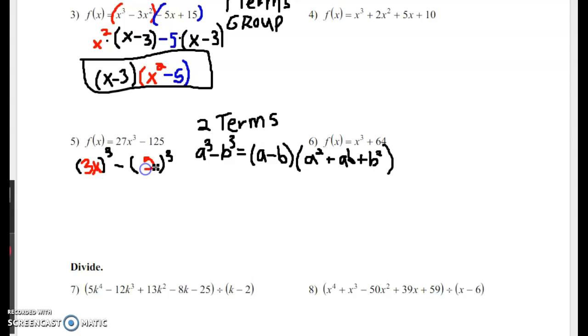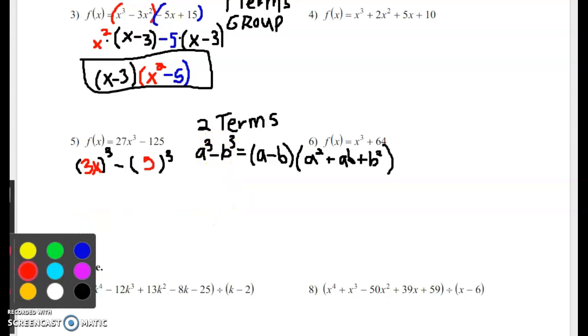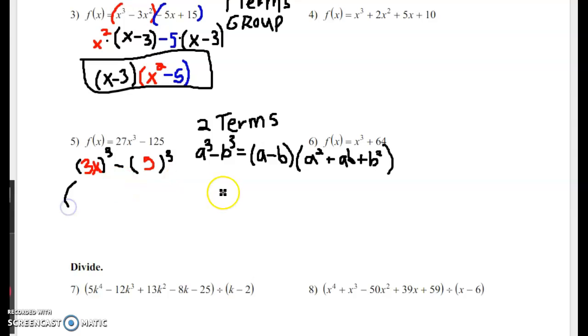Well, that's a 5. And now the pattern's super easy to use because everywhere there's an a in the pattern, we're going to use 3x. Everywhere there's a b in the pattern, we're going to use 5. Don't have to worry about the signs because the pattern accounts for those signs. So when I go ahead and plug this into the pattern, instead of a minus b, like here it is in the pattern, we're going to have 3x minus 5.